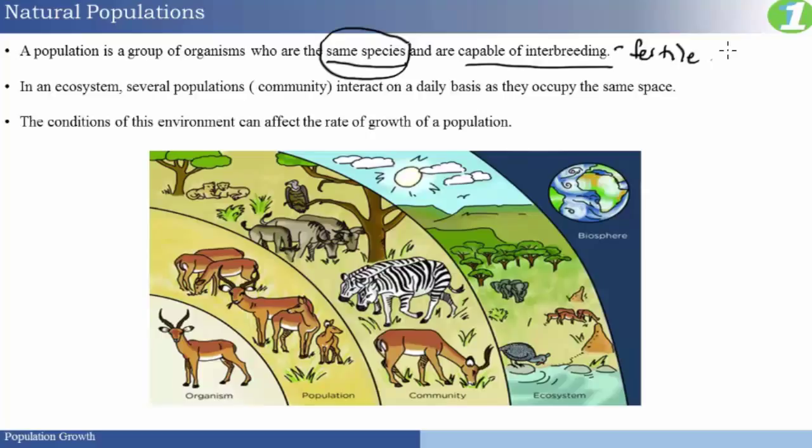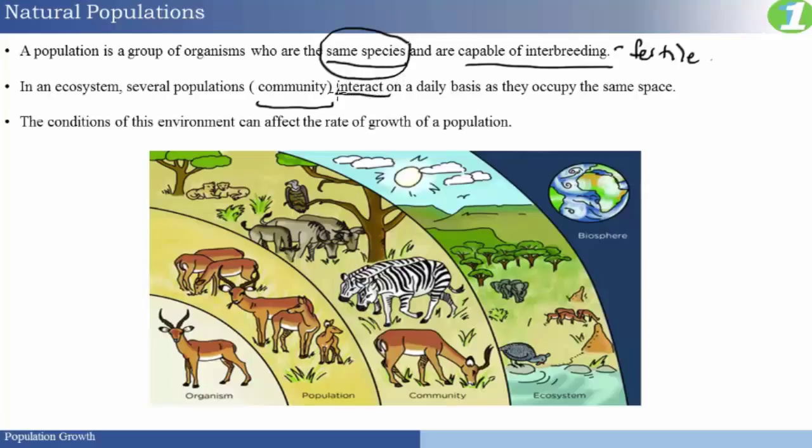Now, we know that an ecosystem is composed of many different populations, and populations make up communities, right? So when we have an area with several populations interacting, that is a community. And an ecosystem may be comprised of several communities interacting on a daily basis, and they're occupying the same space, the same environmental field. And this interaction may be a predator-prey relationship, they may be fighting, they may be competing for food, it may be a mutualistic relationship, it may be a parasitic relationship. All of that comprises interaction happening on a daily basis.